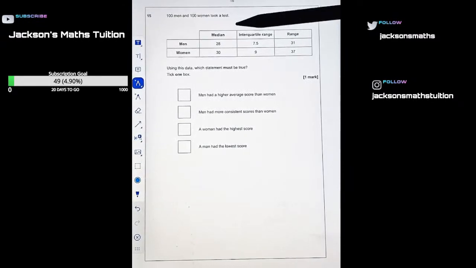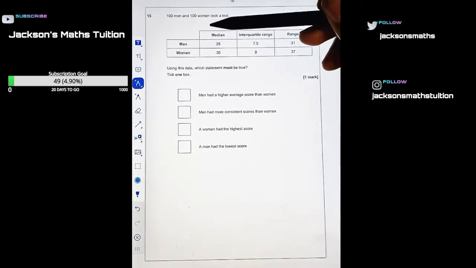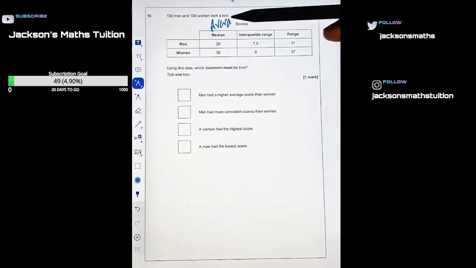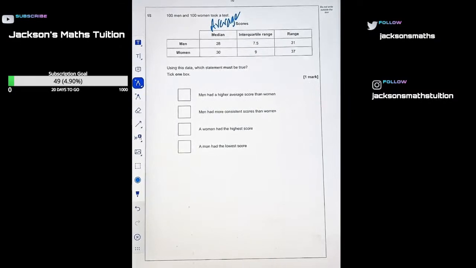Now, the only average that we have here is the median. So this is the average. And the interquartile range and the range, those are measures of dispersion. So it's just basically how wide the data is spread. These two are the spread of the data, the interquartile range and the range, okay? So the interquartile range is the spread from the lower quartile to the upper quartile, how wide the data is spread. And then the range is from the biggest to the smallest value.